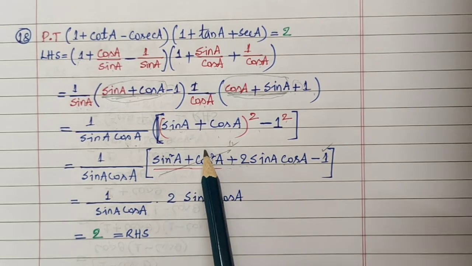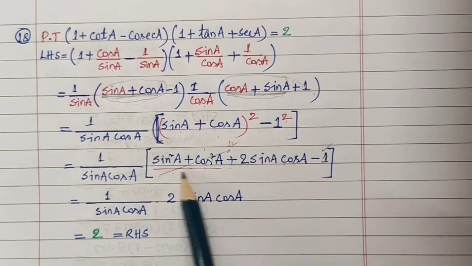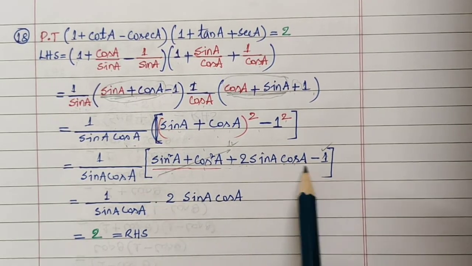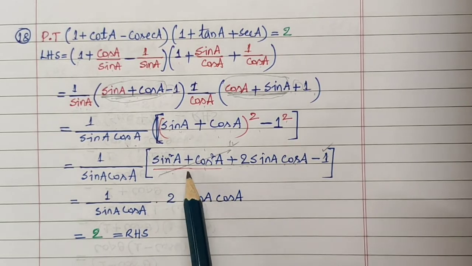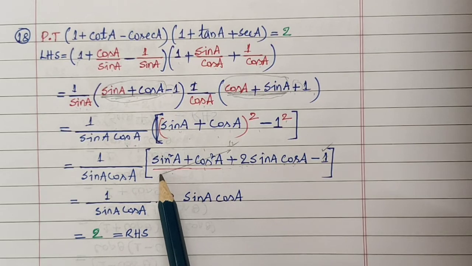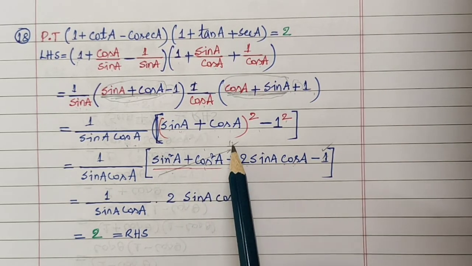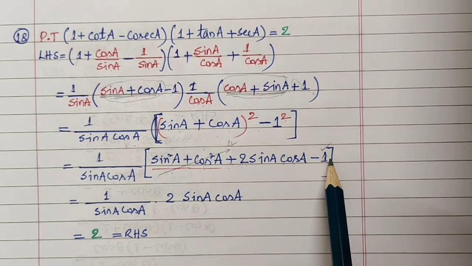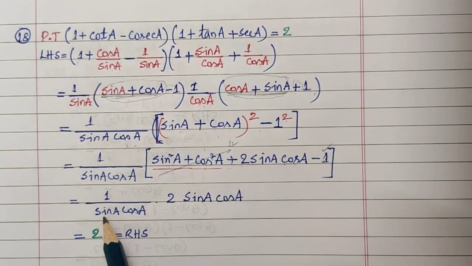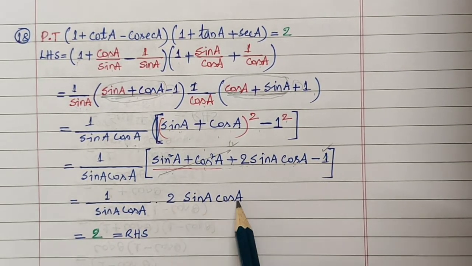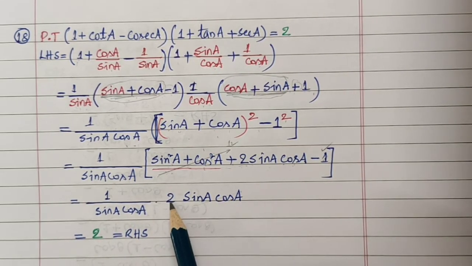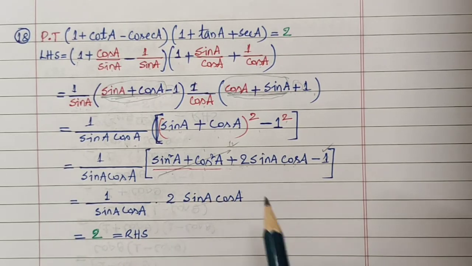This is 1. This plus 1 and this minus 1 get cancelled. We are left out with 2 sin A cos A in this whole bracket, because when we expand this, sin square A plus cos square A plus 2 sin A cos A minus 1, we know that sin square A plus cos square A is 1. This plus 1 and this minus 1 get cancelled. We are left out with 2 sin A cos A. 1 divided by sin A cos A into 2 sin A cos A. Sin A cos A gets cancelled with sin A cos A. We are left out with 2, that is equal to RHS.